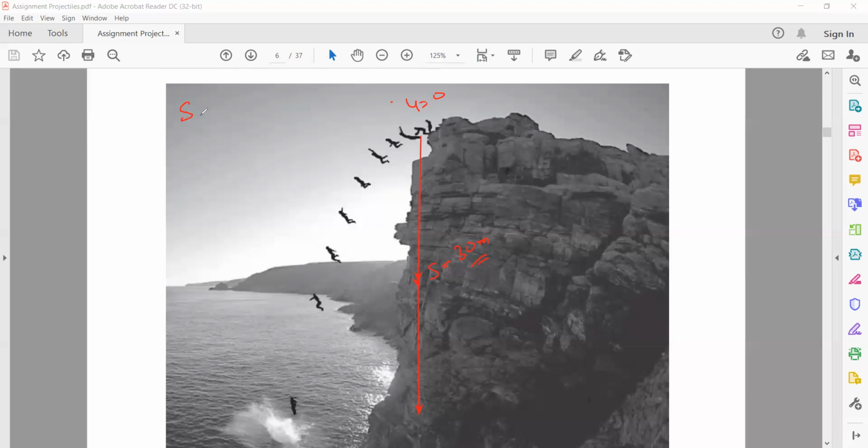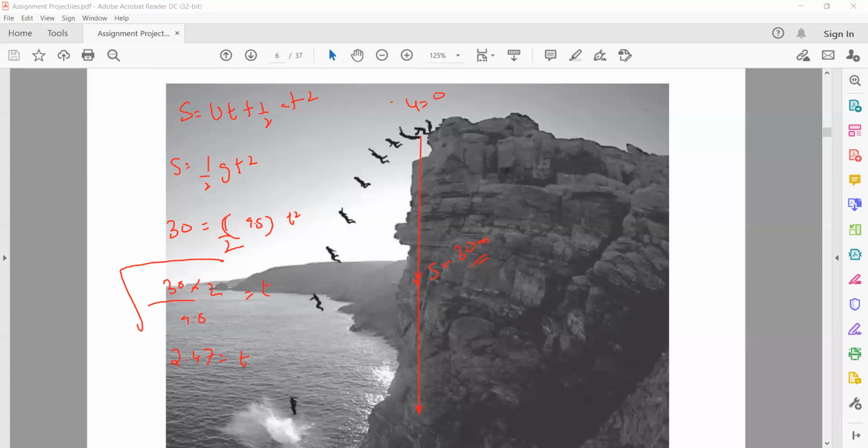We have the equation of motion S equals ut plus half at square. If u is 0, this becomes S equals 1 by 2 gt square. S is the vertical distance, which is 30. So 30 equals 1 by 2 times gravity, 9.8, times t square. So t is the root of 30 multiplied by 2 divided by 9.8. What we'll get is the time. It will take about 2.47 seconds to fall this 30 meters.